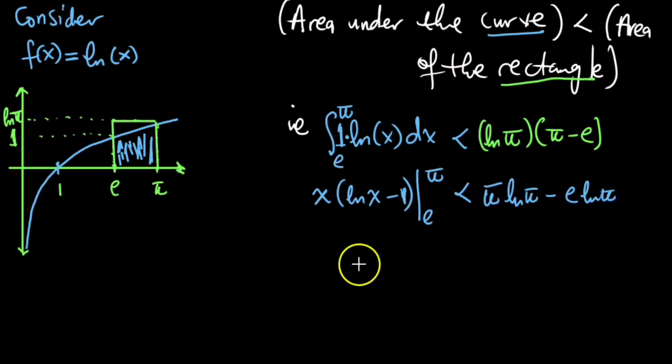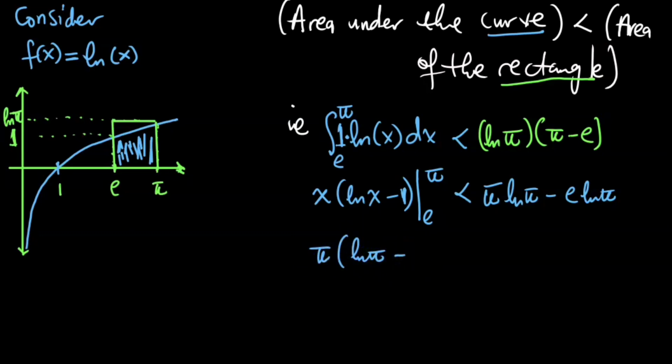Okay, so the left hand side, let's substitute pi and substitute e. So we notice when we substitute e, which is the lower bound, what happens is that natural logarithm of e is 1. Okay, natural logarithm of e is 1. 1 minus 1 is 0, so this will be 0 when we substitute e. So let's just substitute pi and get on with it. That will be pi times natural logarithm of pi minus 1.